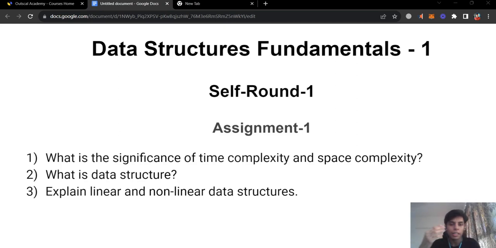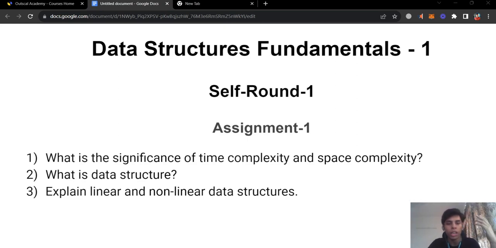Time complexity is usually expressed using big O notation, which provides us the worst case complexity of an algorithm. Now coming to space complexity, it refers to the amount of memory space an algorithm requires to run as a function of input size. It helps us understand how the memory usage of an algorithm grows with larger input sizes. It is also denoted by big O notation. So we can take an example.